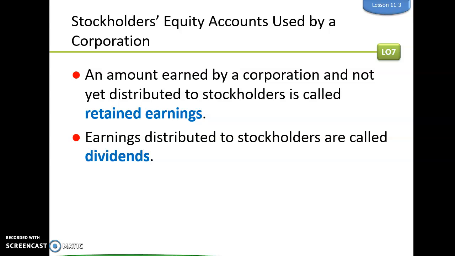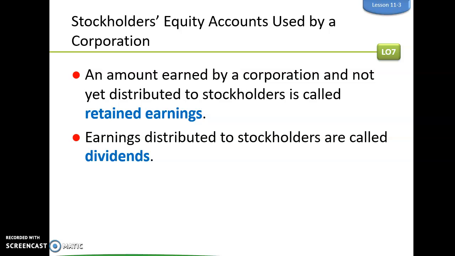So let's talk about retained earnings and dividends because we need to understand what those are. The amount earned by a corporation and not yet distributed to its stockholders is called retained earnings. Retained earnings is the stockholders' equity account used to record a corporation's earnings. Some of the corporation's income may actually be given to stockholders as a return on their investment. So these people are investing in your company, so they want to make some money, right? They're not just giving you this money for nothing. So the earnings that are given to the stockholders are called dividends.